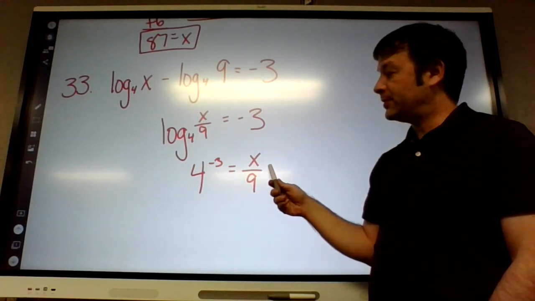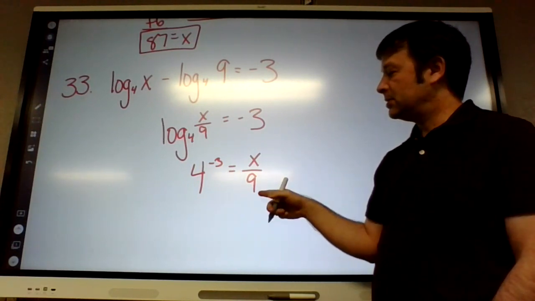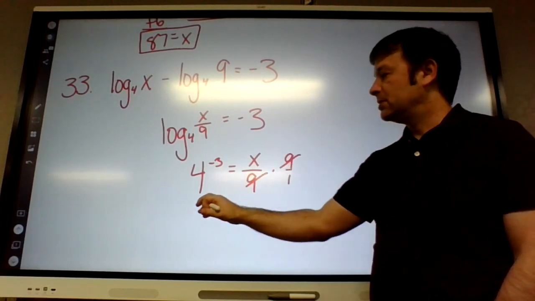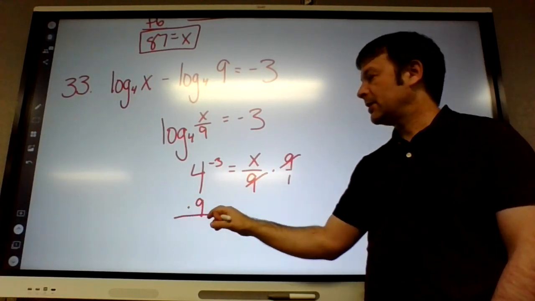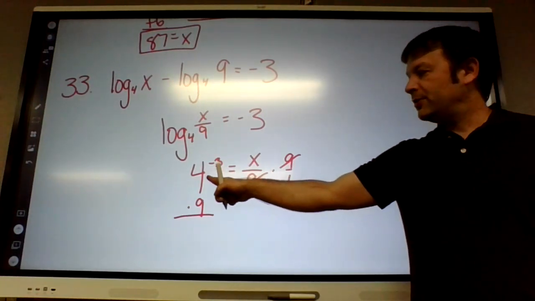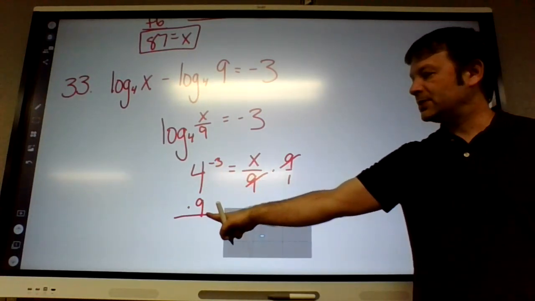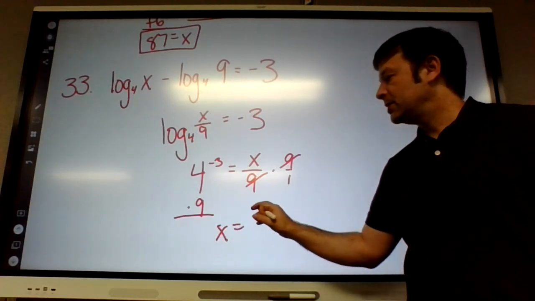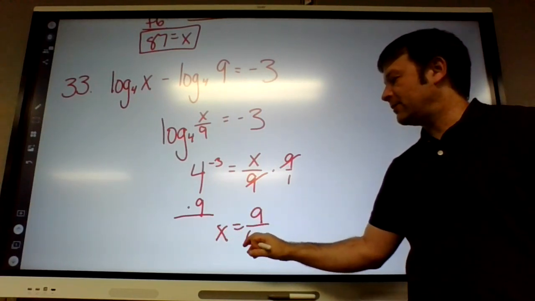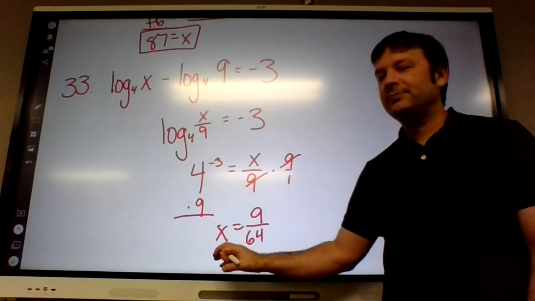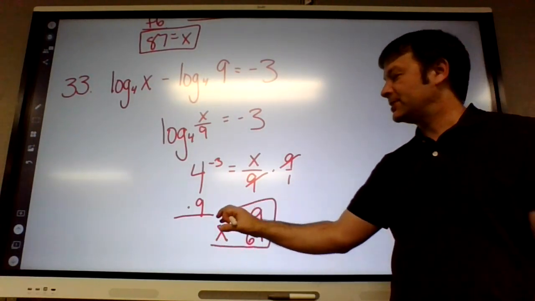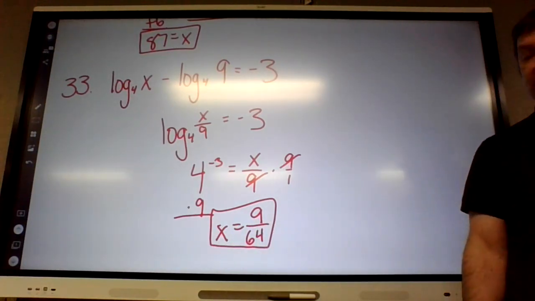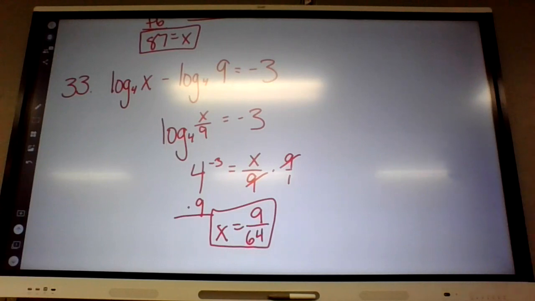But how am I going to solve this for x? Times by 9. So 1 over 64 times 9 over 1 is 9 over 64. Now on the directions they did say the 4th decimal place, but they did go ahead and leave this one as a fraction. They didn't follow their own directions, but I'm going to do the same thing. We'll just leave that as a fraction.